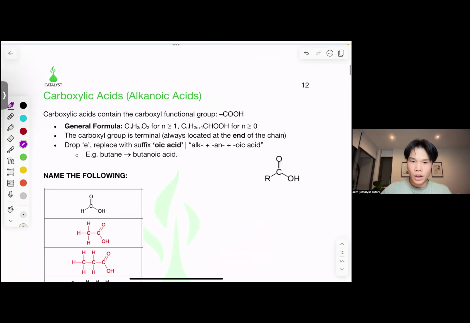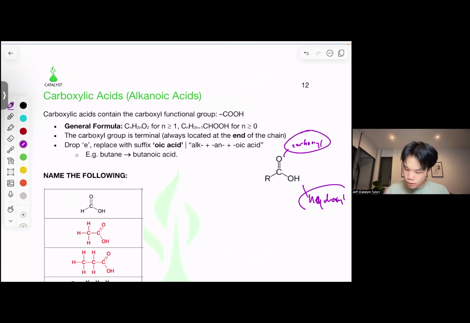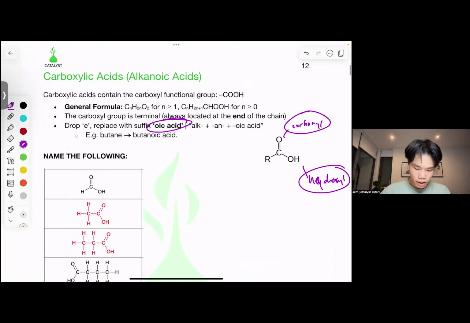Carboxylic acid ends in oic acid and is the combination of a hydroxyl and carbonyl. So if you're not already incorporating these terms in your discussions, carbonyl, hydroxyl, really high yield things to take away, elevates your response. Anything ending in oic acid is your carb acid. Do carb acids need a locant? No, always on the end of the chain. So always have number 1 as well.